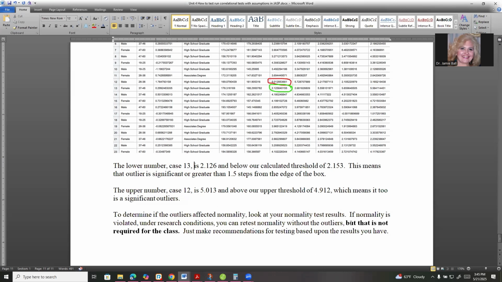Okay. I am not going to require you to retest in any of my classes by removing outliers. Again, that goes to ethics. A scientist is transparent with their data, and you don't remove something just because it's inconvenient.